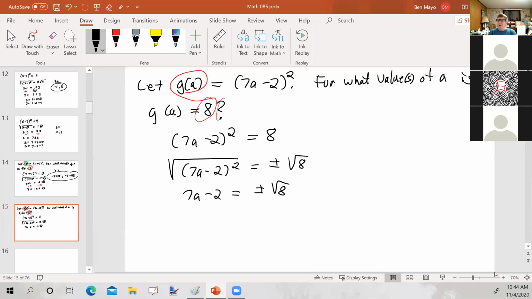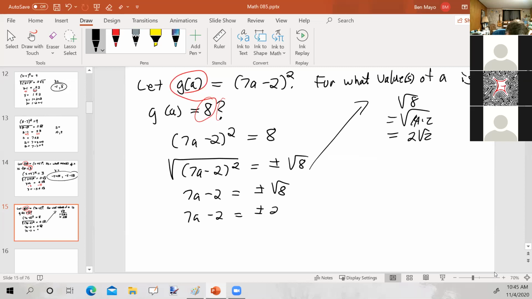Now, there are several things we need to do. We need to finish solving for a, but we're also going to need to simplify the square root of 8. We can do it in either order. I'm going to simplify the square root of 8 first. The square root of 8 would be the square root of 4 times 2, which would be 2 square roots of 2. So this now becomes 7a minus 2 equals plus or minus 2 square roots of 2. Okay, so I've simplified the radical.